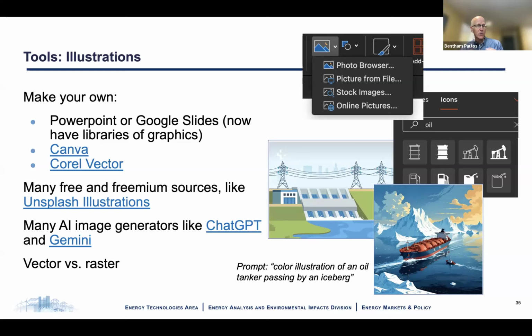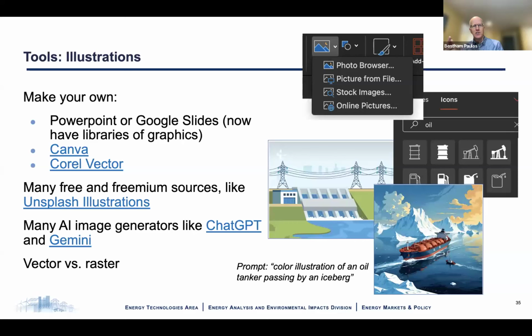And then we're back in the world of AI image generators. Bottom right is a prompt I put in. I wanted a color illustration of an oil tanker passing by an iceberg. And interestingly, it gave me an LNG tanker, which was fine. A very pretty picture. So I can see why AI is valuable for certain things like illustrations.